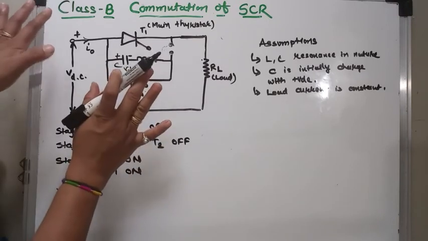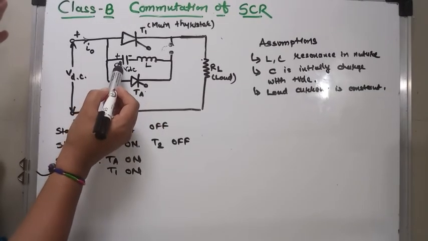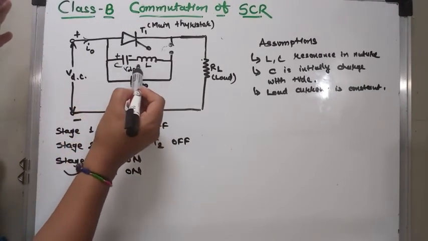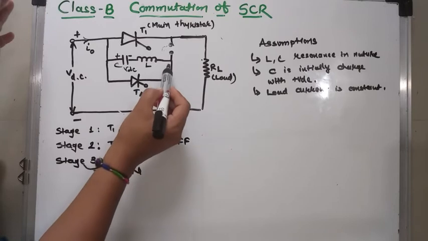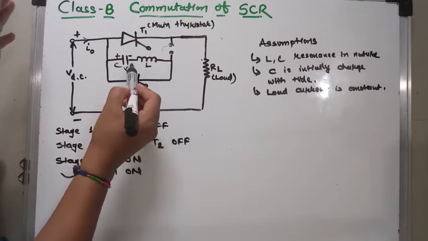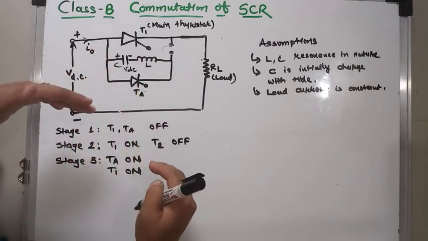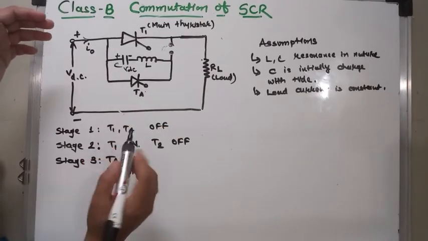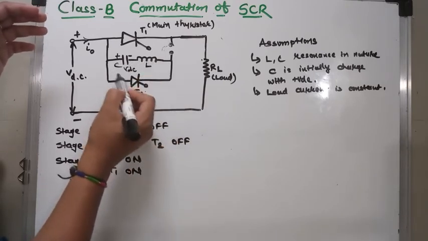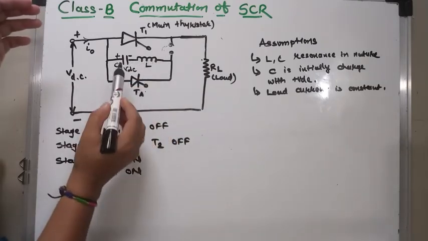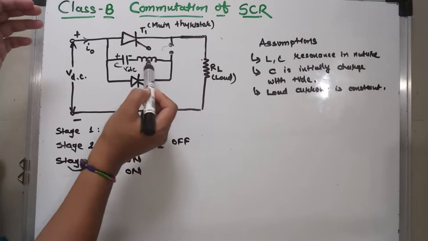So the capacitor now gets a path for discharging. The capacitor starts to discharge through TA and through the inductor L. So now the capacitor current is flowing from positive to TA, through the inductor, to the negative. And when the capacitor is discharging and the current attains the zero value, see here, the capacitor is discharging through this loop. In this loop the capacitor is discharging. So what will happen? From positive, the discharging current is flowing through the auxiliary thyristor, through the inductor.